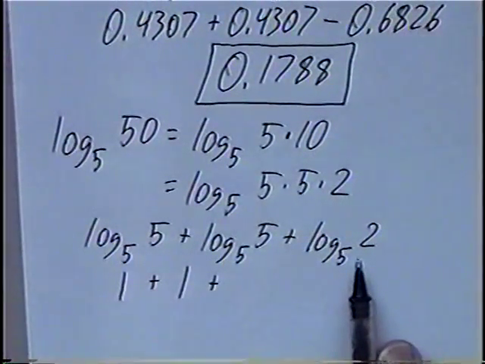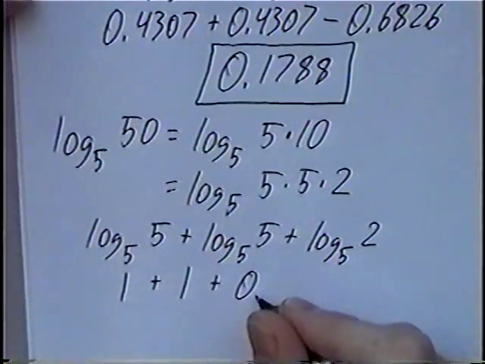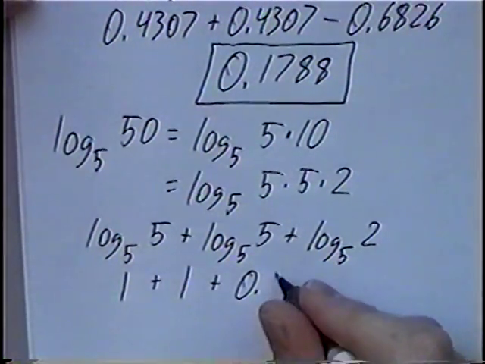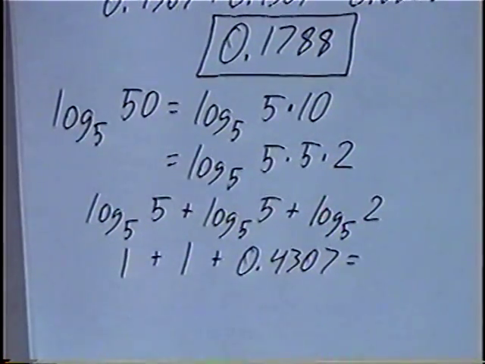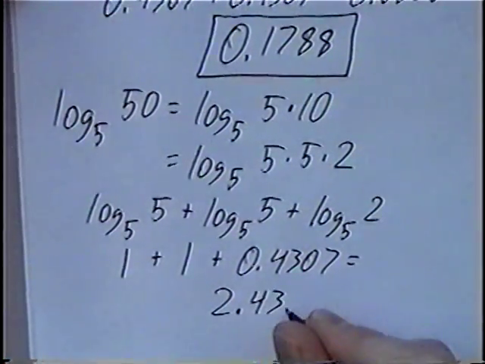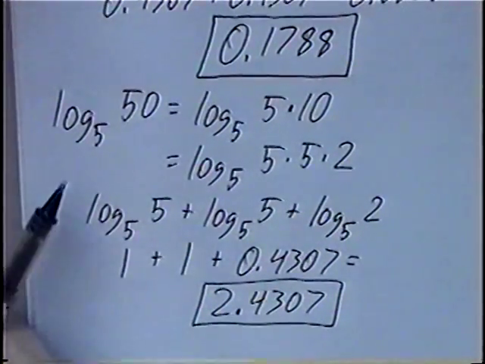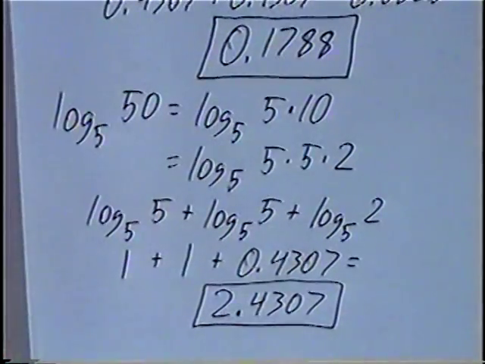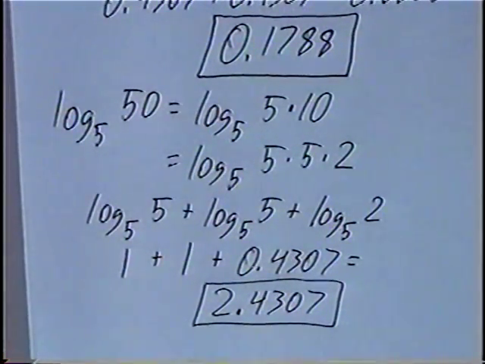The third log, again, the original decimal for log 2 base 5 was approximately 0.4307. Adding together 1 plus 1 plus the decimal, our final answer would be 2.4307. So approximating log 50 base 5 with the given information, it is approximately 2.4307.